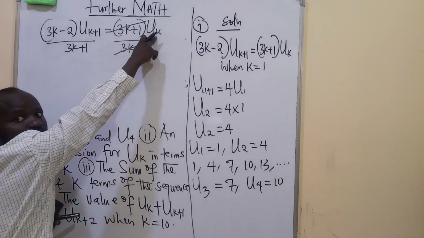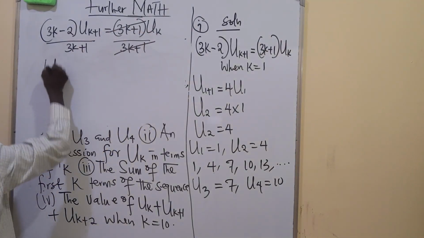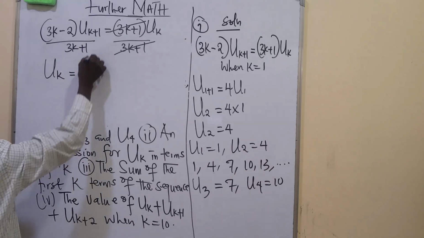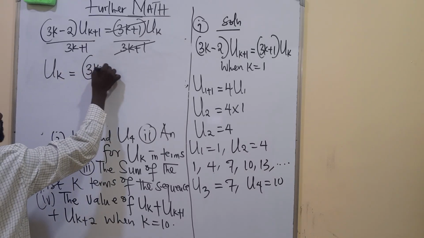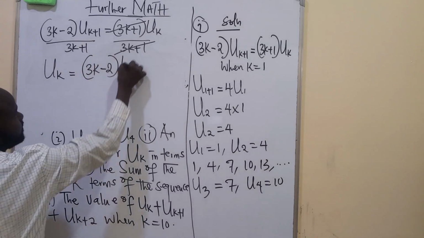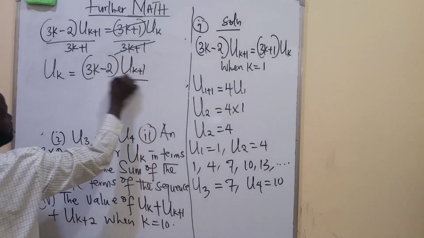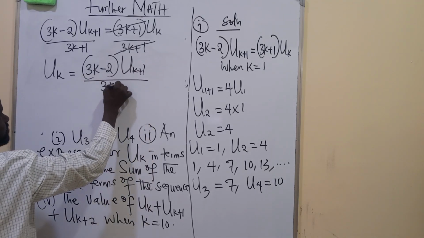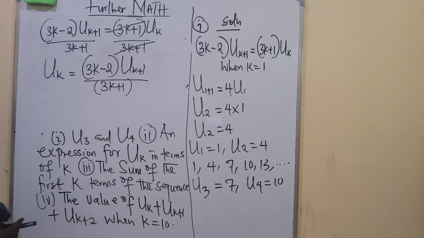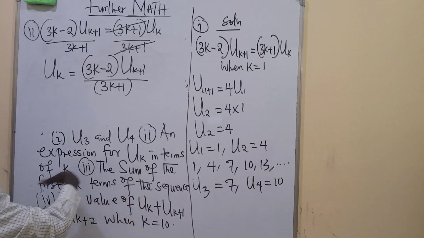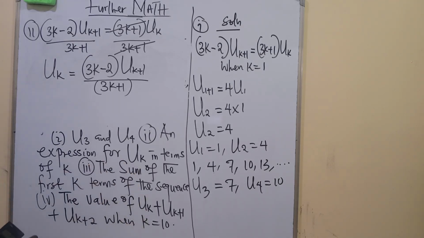We are left with k times. So our k times now will be equal to (3k minus 2) multiplied by (k plus 1), divided by (3k plus 1), all in brackets. So this will be the solution to Roman numeral 2, because we are asked to make k times the subject of the formula. That's what it is.